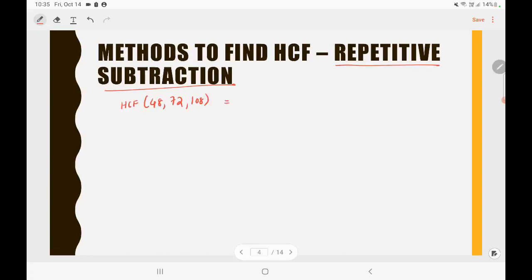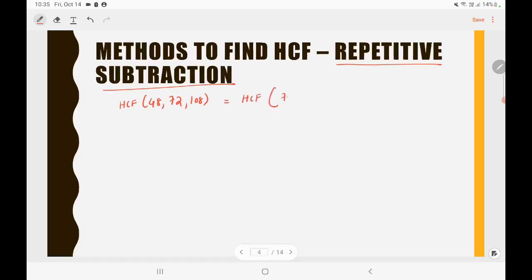That means HCF of 48, 72 and 108 is the same as HCF of 72 minus 48, 108 minus 72, 108 minus 48. That means we are taking the differences between the different pairs. Here one pair is 48 and 72, one pair is 72 and 108, and another pair is 108 and 48. So you need to take the differences. Especially when you are asked to find out the HCF of bigger numbers, if all three numbers given to you are bigger numbers, then repetitive subtraction will be much easier.